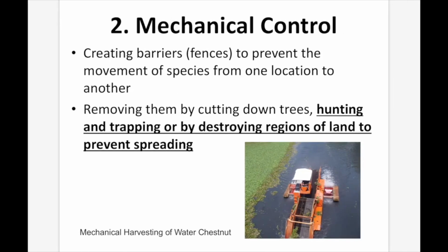Number two, mechanical control. Mechanical control is creating barriers, so things like fences, to prevent the movement of species from one location to another, and removing them by cutting down trees, hunting and trapping, or by destroying regions of land to prevent spreading. So this guy right down here is showing the mechanical harvesting of water chestnuts. Water chestnut is an invasive species, so they're trying to physically get rid of them.